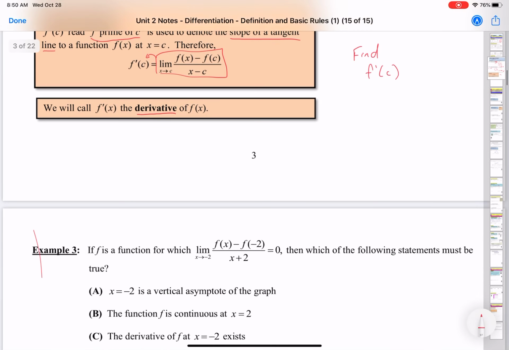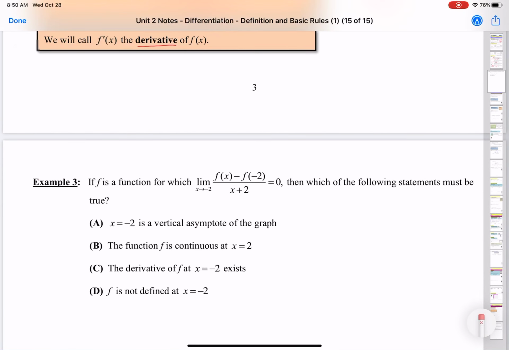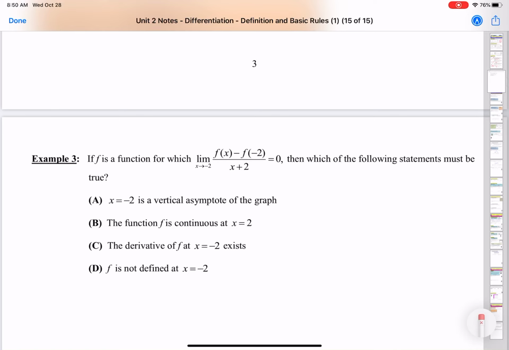Now, if we go on to the last page here, there's just one more example of a multiple choice question here. It says, if f is a function for which the limit as x approaches negative 2 of f of x minus f of 2 over x plus 2 equals 0, which statement must be true? So before I even get to the choices, I'm going to try to look at this and figure out what it's actually saying. So I recognize that derivative notation here, that slope of the tangent line. I'm doing a limit of something that is basically the slope formula here. So what is c? Well, c is negative 2, because that's what x is approaching.